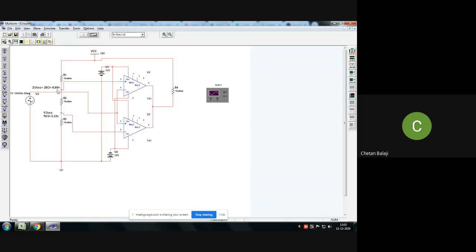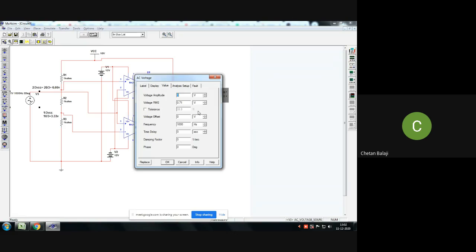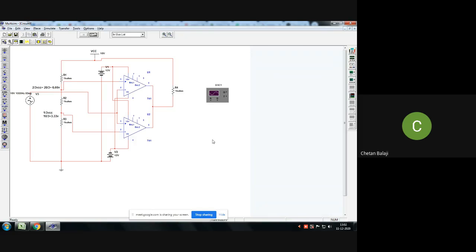Since your reference voltage here is 6.3, you need to give an input voltage greater than 1. It won't even reach 1 volt. So give around 10 volts. It's enough. Give around 10 volts. Okay, that should be enough. Now let's see whether we get the output or not.